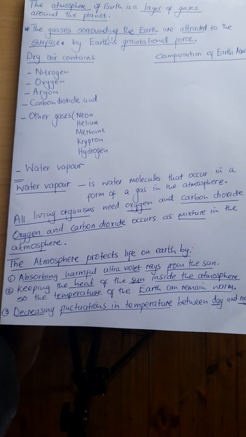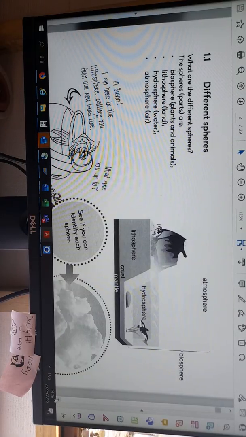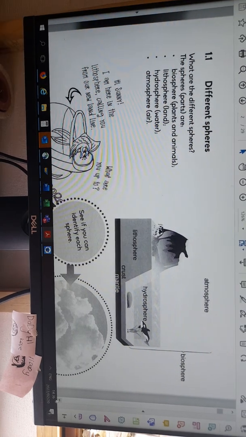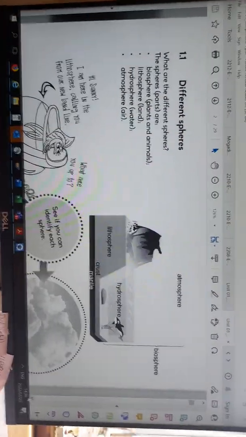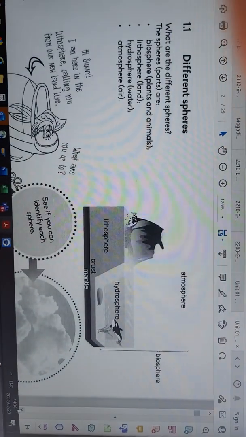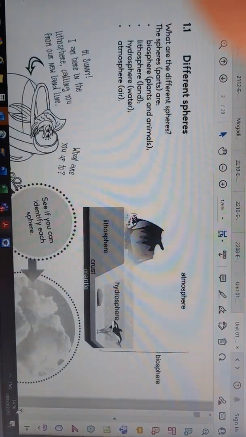Now I need to show you a few diagrams that are in the textbook so that you understand what I am talking about. So if you just hold on a bit, and I will continue just now. Now, just to show you what is in your textbook, just hold on a bit. Okay, let's pause.